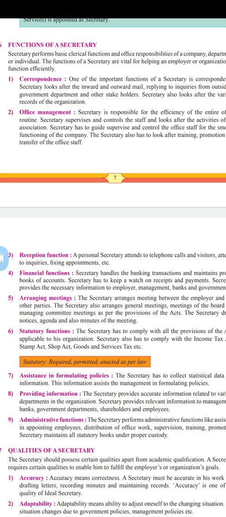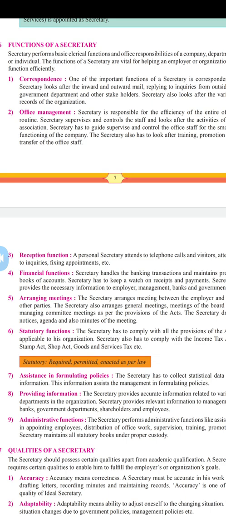With the increasing size of an organization, a dedicated person is required for its smooth functioning. Secretary is responsible for the efficiency of the entire office routine. Secretary guides, supervises and controls the staff. Secretary is also responsible for training, promotion and transfer of the office staff.